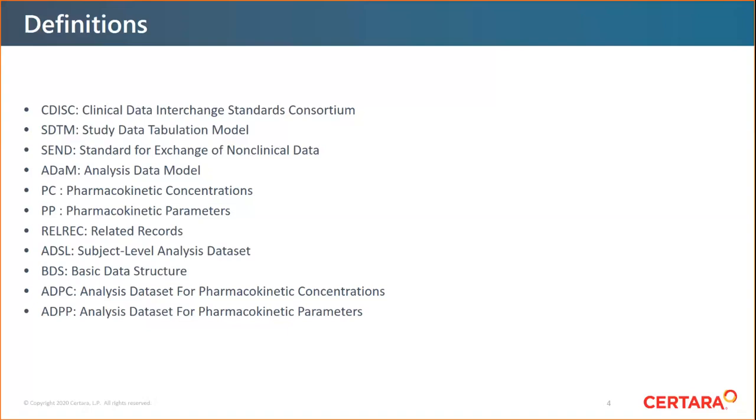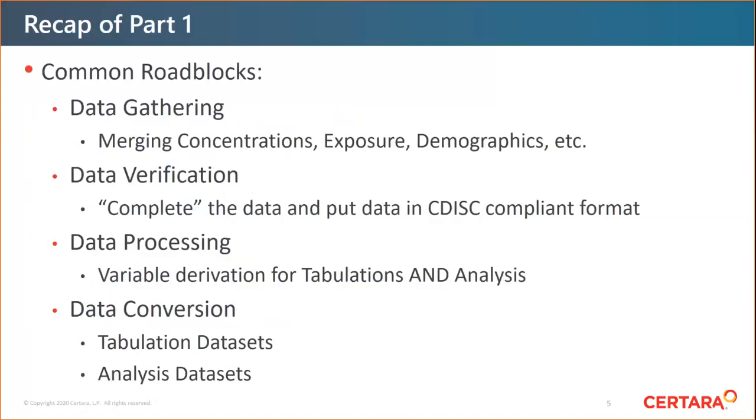Okay, so quick recap of part 1. Common roadblocks, and Rehab broke it down into the various steps that one goes through in generating these domains and data sets. The first being gathering the data together. There's always a challenge in merging the various elements together in order to create a master data set from which you can create both the tabulation data and the analysis data sets.